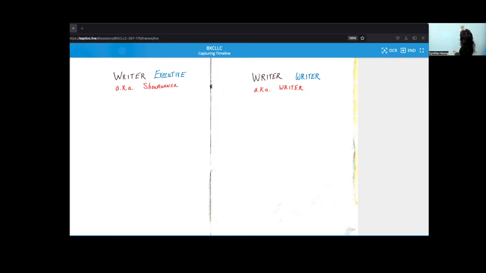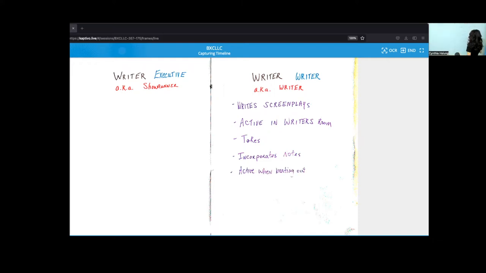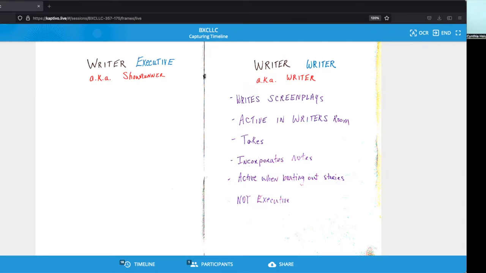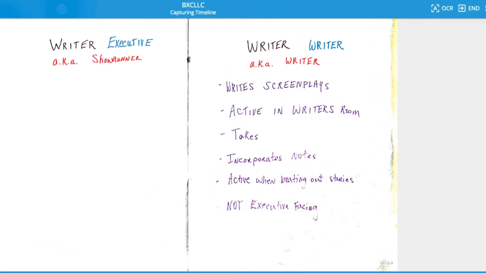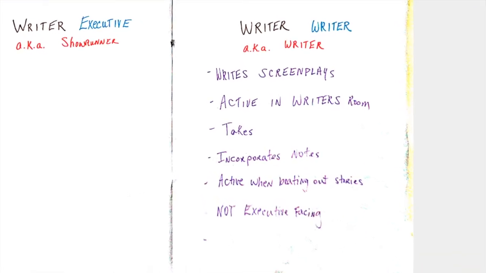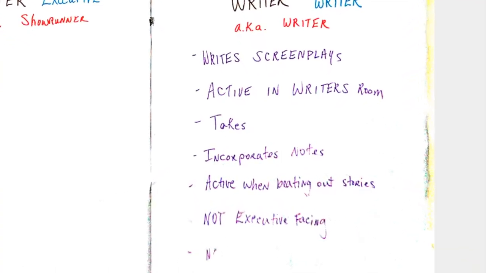So let me first start on the writer side. A writer writes screenplays. The writer is active in the writer's room. The writer takes notes. The writer incorporates notes. The writer is active when beating out stories. The writer is not executive facing. And when I say that, I mean the studio and the network. And the writer does not necessarily read all scripts.